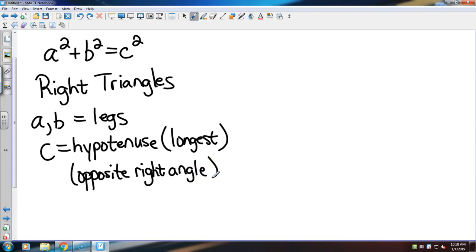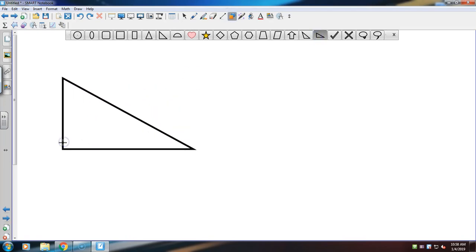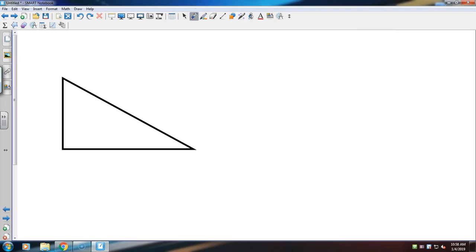And so sometimes when the hypotenuse is not given to us, that's how we determine which one is the hypotenuse, by looking for the one that's opposite the right angle. So let's take a look at some examples. This will be a fairly short screencast. In this case, our right angle is here. So this is our c. That's our hypotenuse because it is opposite the right angle. And these are going to be a and b.